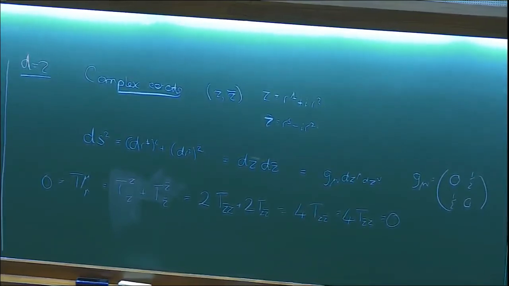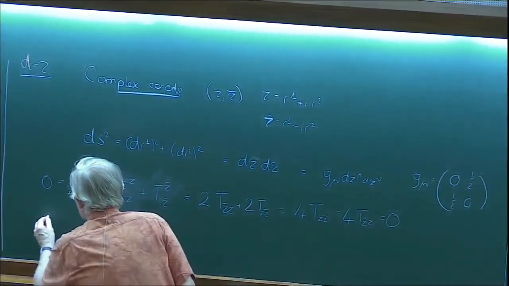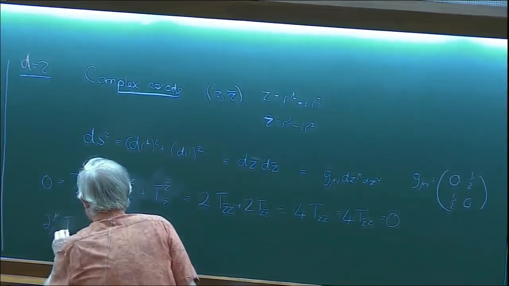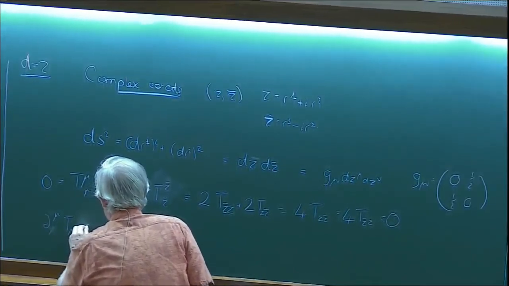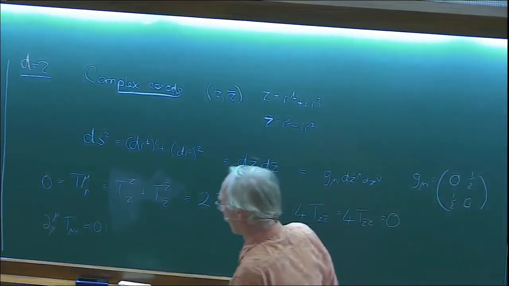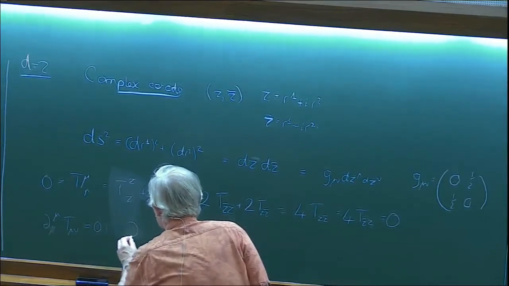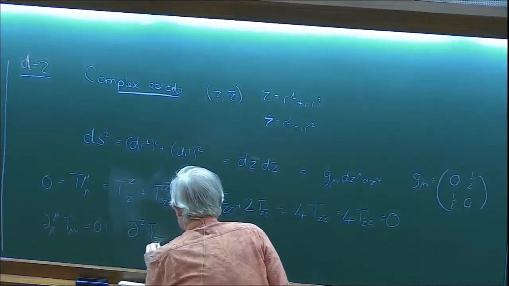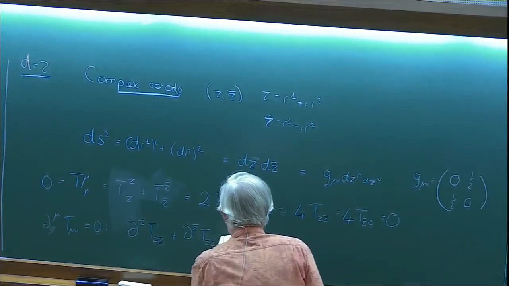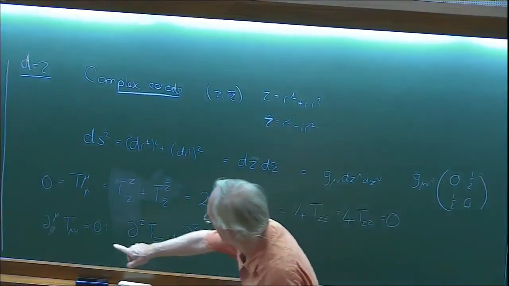So that helps. Now, if you look at the conservation equation, d mu T mu nu equals 0, let's look at that equation in complex coordinates. I can take nu to be the z component, so this tells me that dz T zz plus dz bar T z bar z equals 0. Okay, that's just writing out this equation when nu equals z.